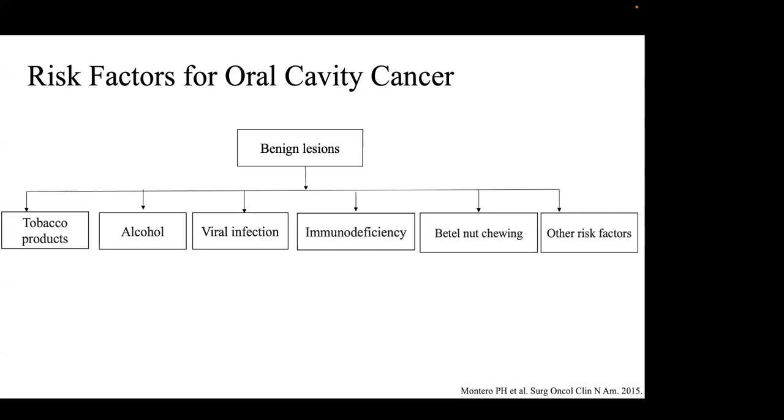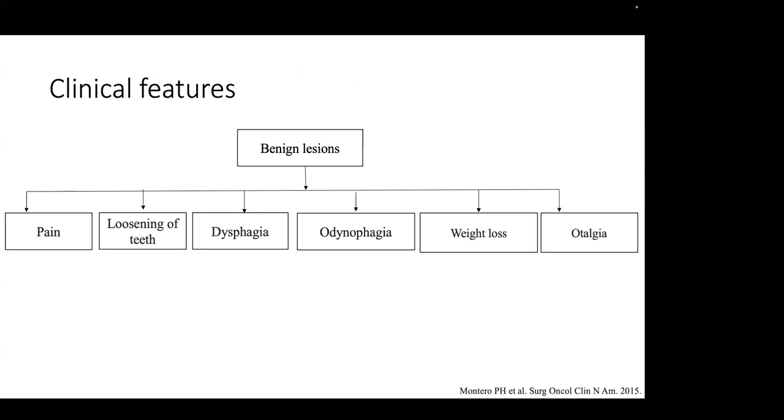Immunodeficiency as seen in HIV, betel nut chewing, and other risk factors, including radiation, dietary factors, and even mouthwash which has a high concentration of alcohol, have been implicated as risk factors for oral cavity cancers. Then going to the clinical features.